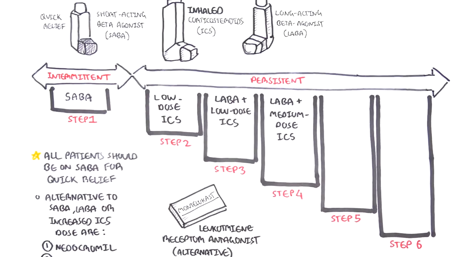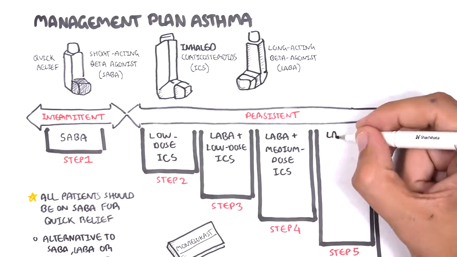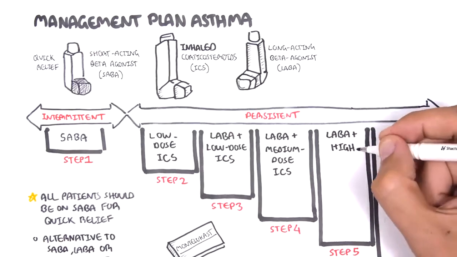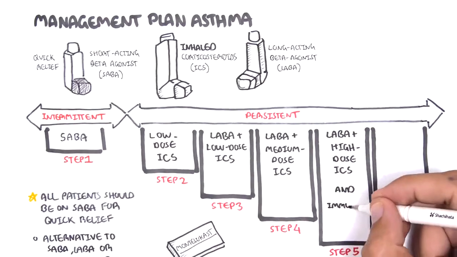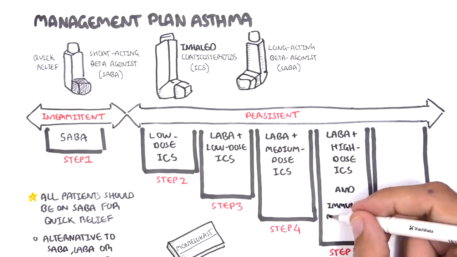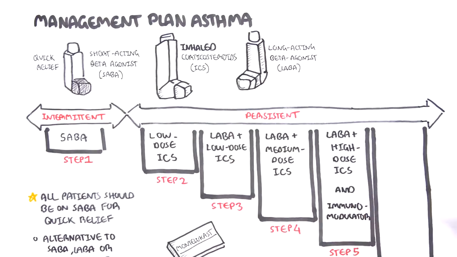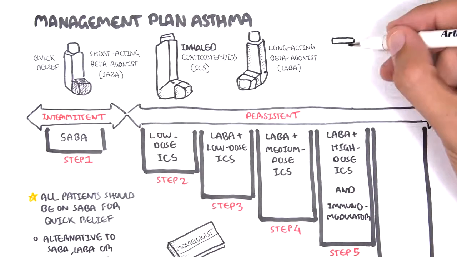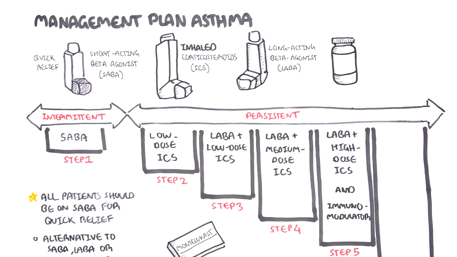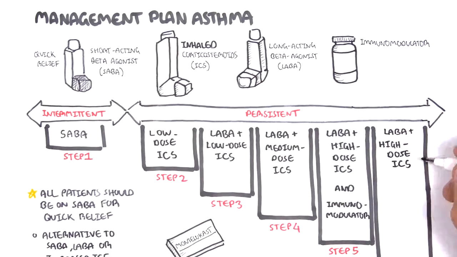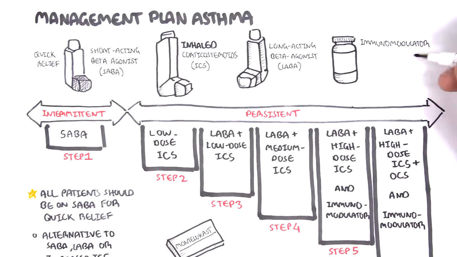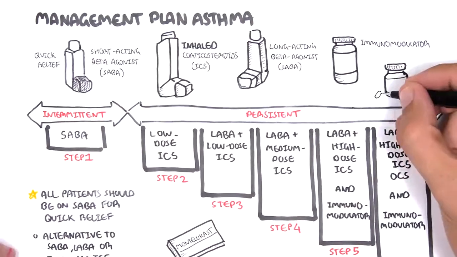For step 5, a long-acting beta agonist can be used together with a high-dose inhaled corticosteroid and short-acting beta agonist. Possibly, an immunomodulator can be added to this step to help with allergic symptoms. Step 6. Asthma is severe, and so in addition to all the medications in step 5, an oral corticosteroid is also used.